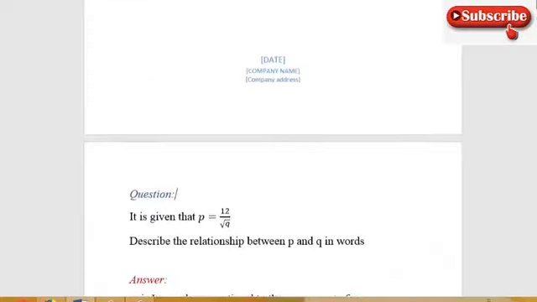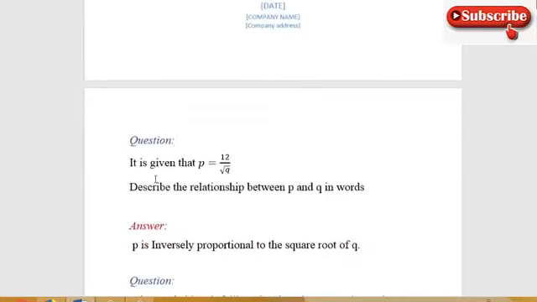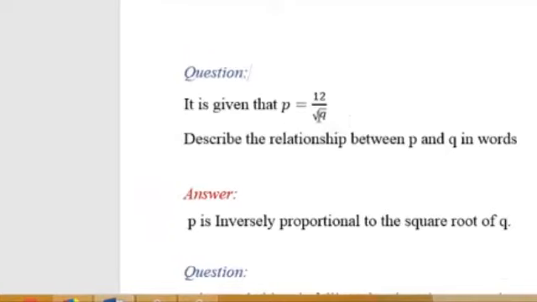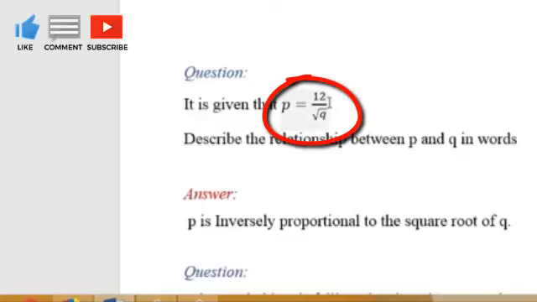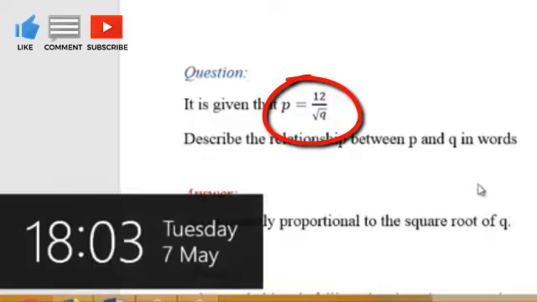This is our question here. Look here. It is given that p is equal to 12 upon square root of q. And we have to describe what kind of relationship is between p and q. You can see that when one variable is in the denominator, this is an inverse relationship. Therefore, we can say that p is inversely proportional to the square root of q. So this is the answer here.